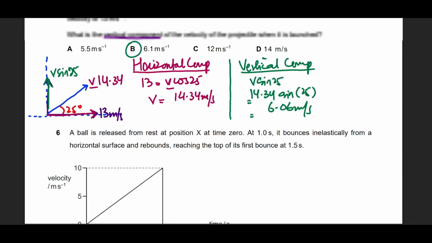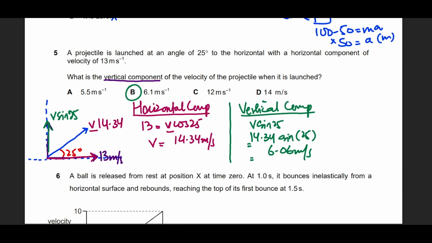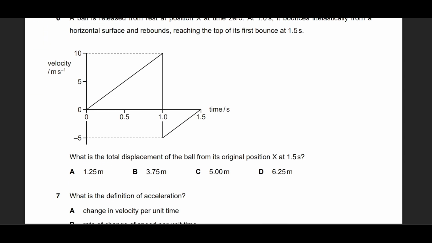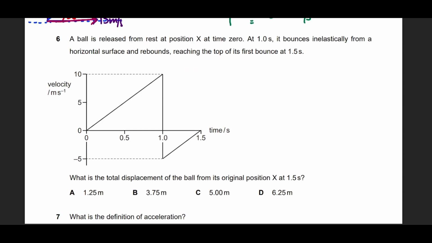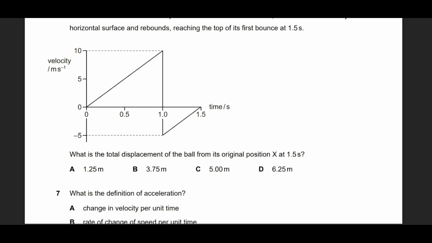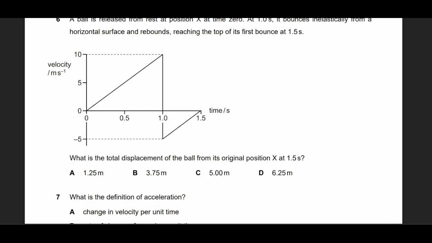Of course, I've rearranged the paper. You can see that there is a lot of space between the questions because I want to make sure that the working can be shown to you in these questions. So now we have question number 6. It says that the ball is released from position x at time t equals 0, and at time 1 it bounces inelastically, reaching the top of the first bounce at 1.5, and so on. It says, what's the total displacement of the ball from the original position of x at 1.5?